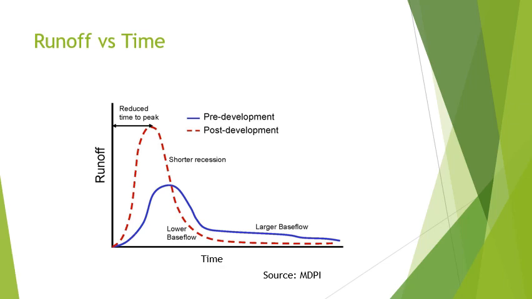This graph helps illustrate why it is important to manage the quantity of water leaving a site. A pre-development runoff curve is shown in blue and a post-development runoff curve is shown in red. As you can see, the post-development curve has a higher peak runoff and a shorter amount of time to reach its peak flow, which, left unaddressed, is the reason why downstream flooding occurs.